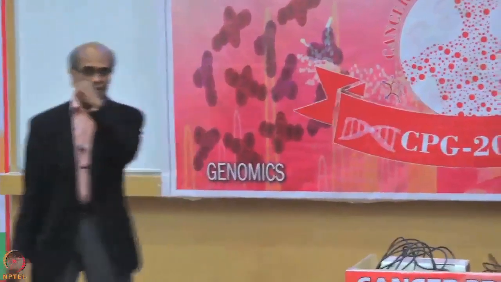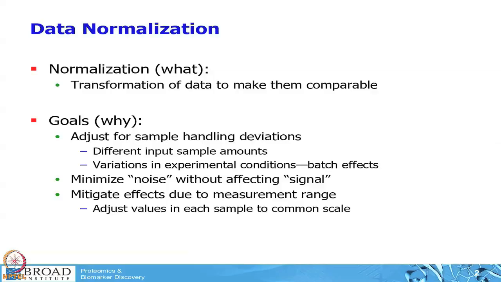We'll start with data normalization. So, what is normalization? Normalization is transforming data so that they are compatible. So, you have 20 TMT reactions you ran, and so you have 20 10-plexes. You got data from all those. Now, you want to compare them all together. For whatever reason, each one is slightly different. So, you want to put them on the same scale so you can compare them. So, that's the purpose of normalization.